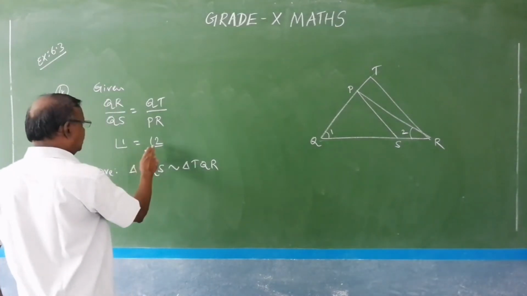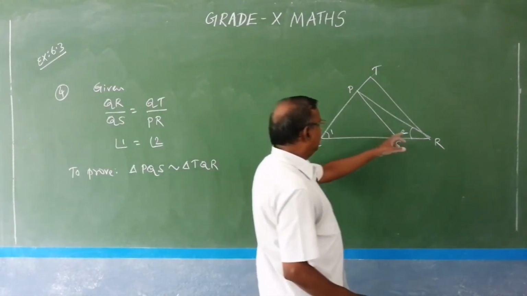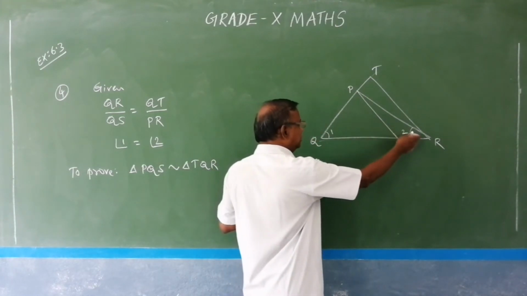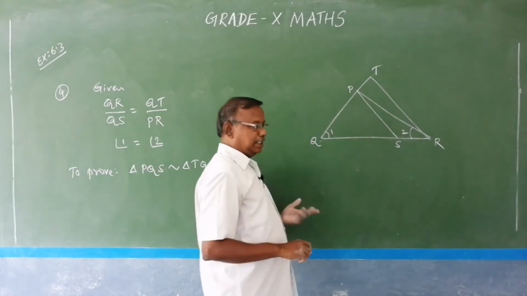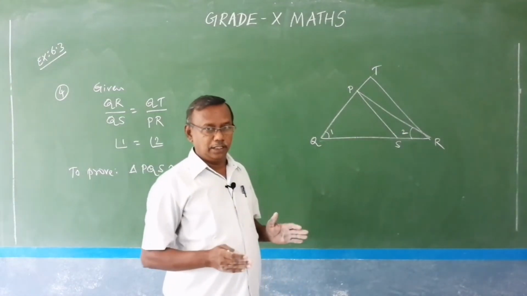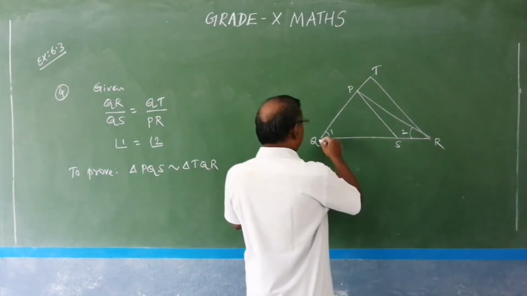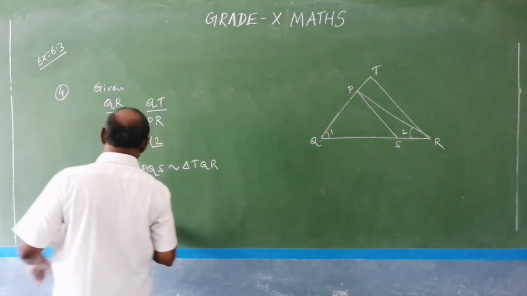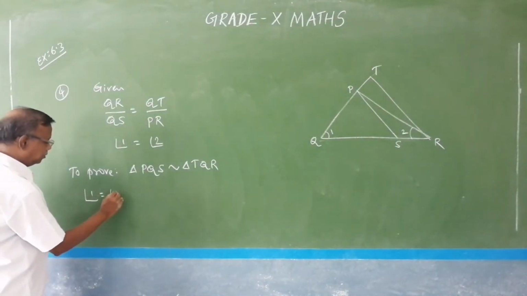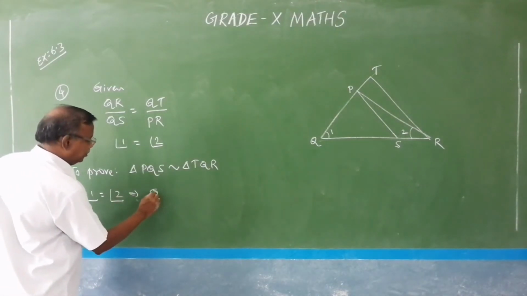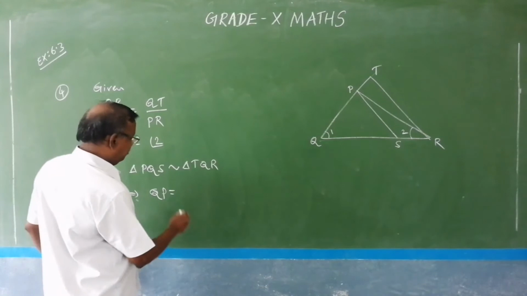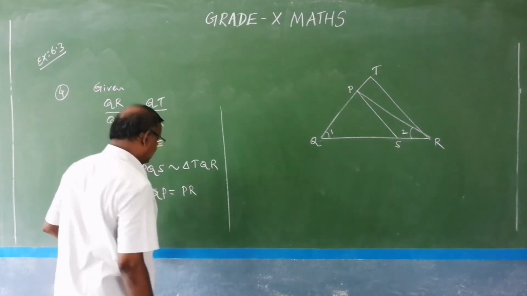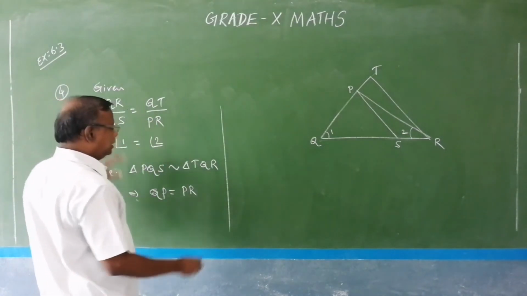First of all, we are given angle 1 equal to angle 2. Angle 1 equal to angle 2 means these two angles are equal, therefore the sides opposite to these two angles are equal. We have already studied that the sides opposite to equal angles are equal. Accordingly, QP equal to PR.